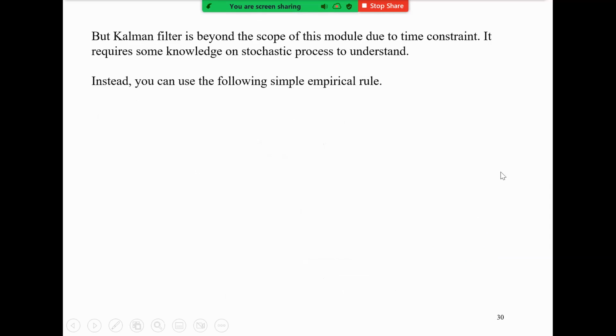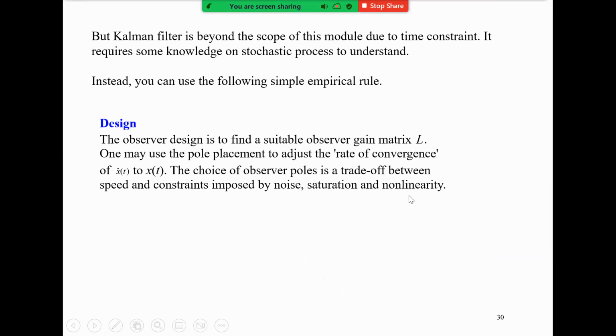Instead, for this module, we just use a very simple empirical rule. The observer design is to find a suitable observer gain matrix L. Then we can use the pole placement to adjust the rate of convergence of x hat to x.